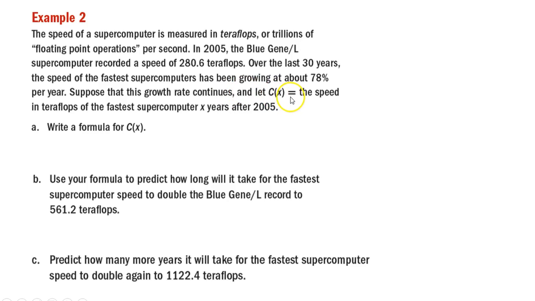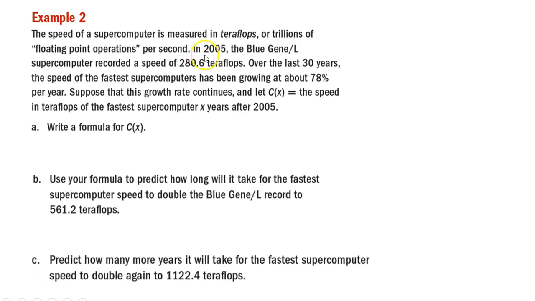And we're going to let C of x be the speed in teraflops of the fastest supercomputer x years after 2005. So 2005 is kind of our new starting point here. And every year, there is a 78% increase in the speed as we go. We're going to write a formula for C of x, or the speed in teraflops.